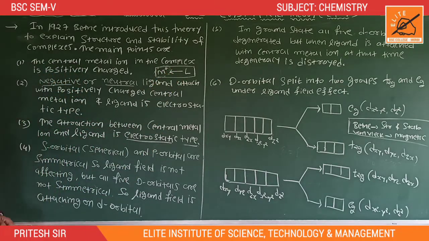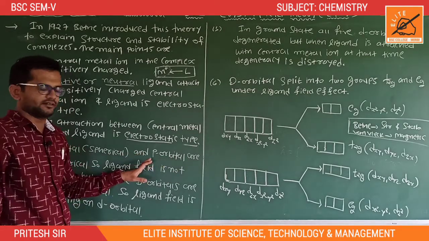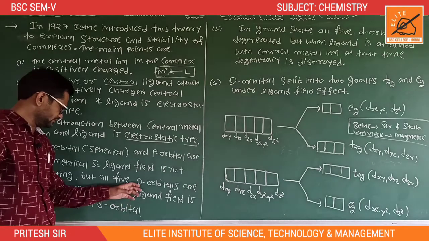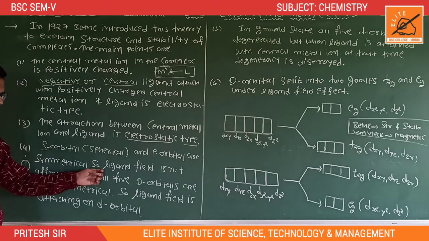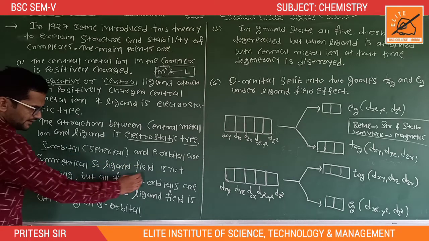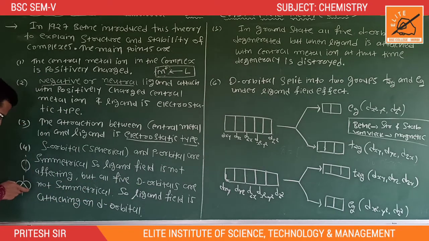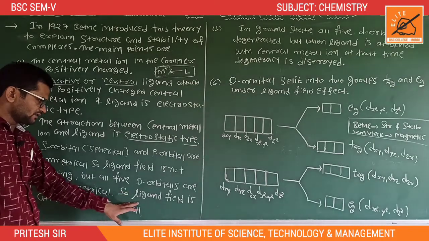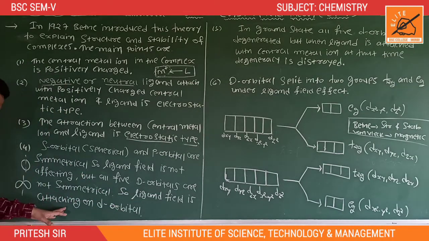Next, the s orbital and p orbital. Both are symmetrical. The shape of the s orbital is spherical, and the shape of the p orbital is dumbbell-like. These two orbitals are symmetrical in nature, so the ligand field does not affect the s and p orbitals much. But all five d orbitals are degenerate and not symmetrical, so the ligand field acts on the d orbitals.